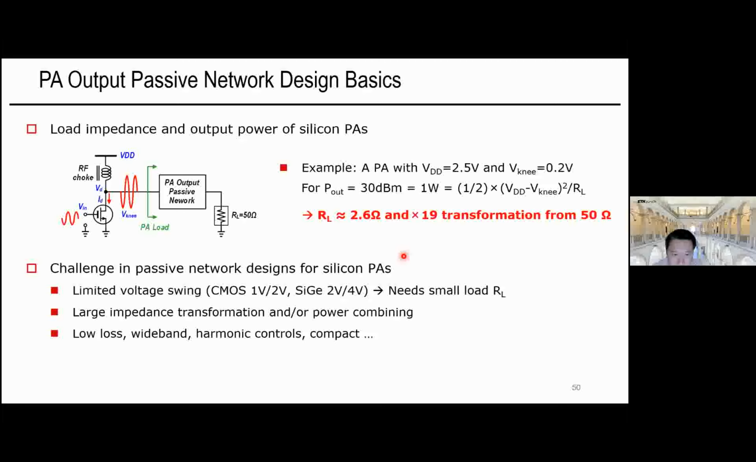So as in the previous example, if we assume that we want to build a single-ended PA with VDD of 2.5 volt and knee voltage of 0.2 volt for 30 dBm output power, the optimal load will be 2.6 ohm. And this will require a 19 times impedance transformation down from 50 ohm, right? This example really shows the passive network design challenges, because we don't have a lot of voltage swing for silicon devices. Therefore, we need to have smaller load resistance to generate high output power. Then we need to have a high impedance transformation ratio or power combining. All of these will lead to more loss and bandwidth limitations, and make it even more difficult, and all of these need to be considered for the output matching network.